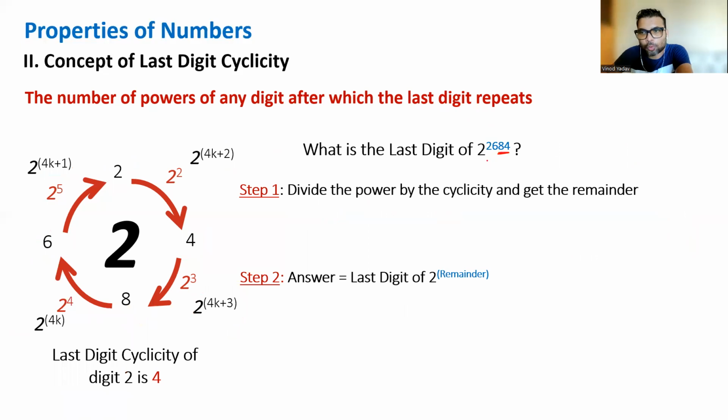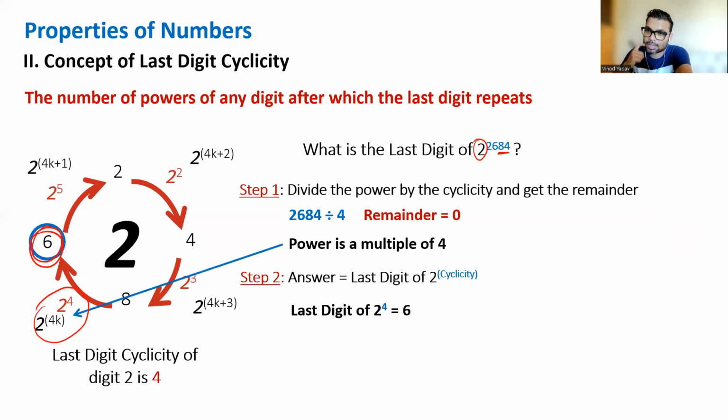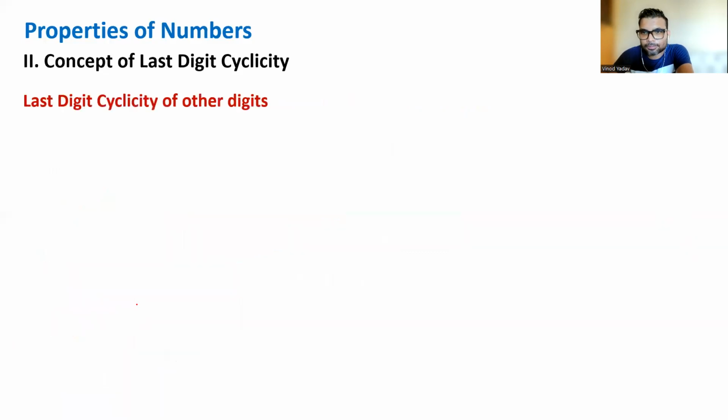Divide 84 by 4. Why 4? Because base mein 2 hai and 2 ka cycle 4 power ke baad repeat hota hai. So 84 divided by 4, remainder is 0. Remainder 0 means last value in the cycle, that is 6. So power is a multiple of 4, na? That is why remainder is 0. So here the answer is 6. Okay. All right. I hope you understood this as well. Great.